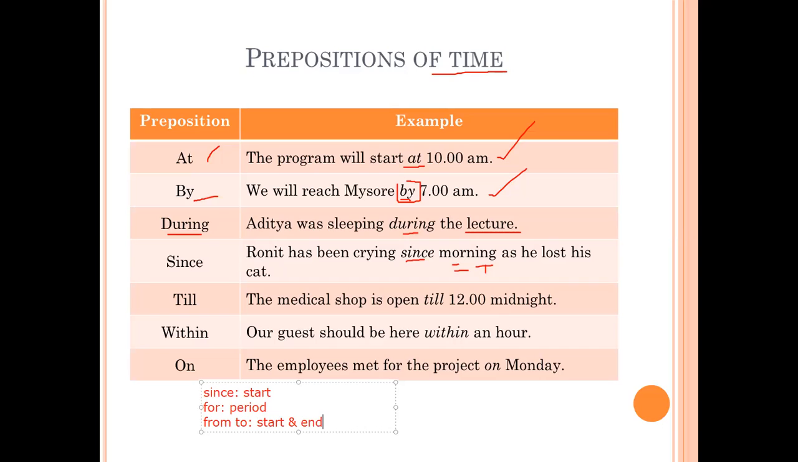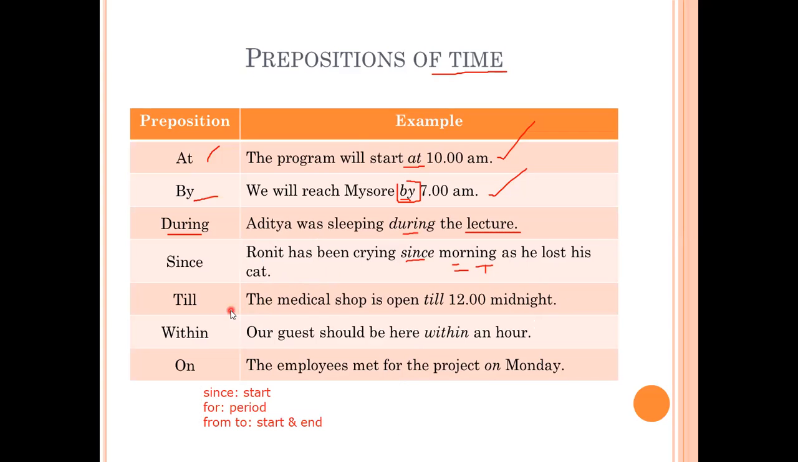So for these reasons, we can use, for example, from 10 a.m. to 12 p.m. For 10 years, for 5 years, since morning, since 1 o'clock. So with since, you're getting the exact time when that action started. With for, you're getting the period, how long that action was going on. With from-to, you're getting the time, from when to what. These are some examples of prepositions referring to time.